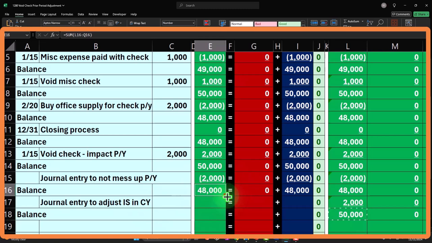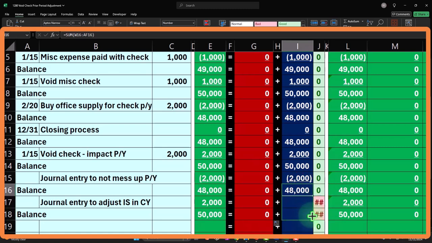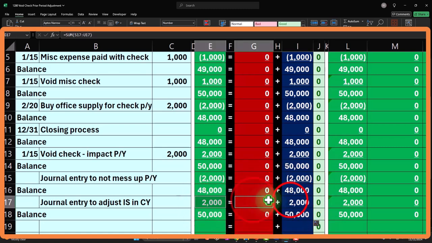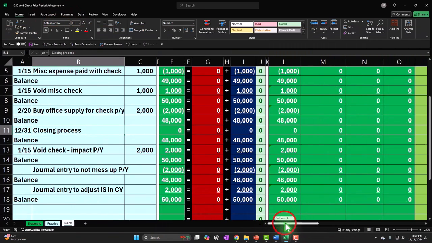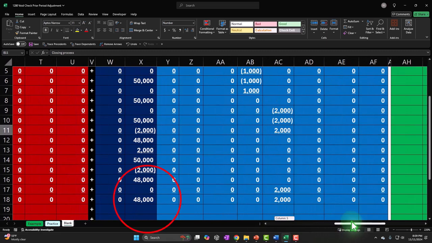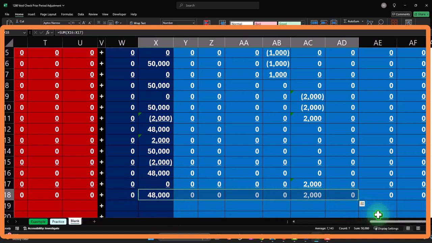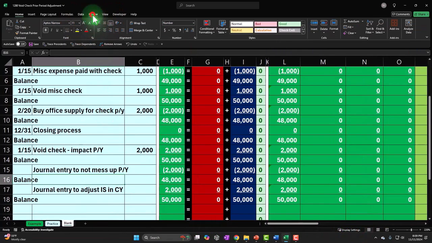All right, let's copy this down. Copy this down, and hopefully I've got everything settled up here. Copy down, settle it up. So now we're at 50,000 once again. And that's interesting, we're back to where we were because we voided everything else. That makes sense.